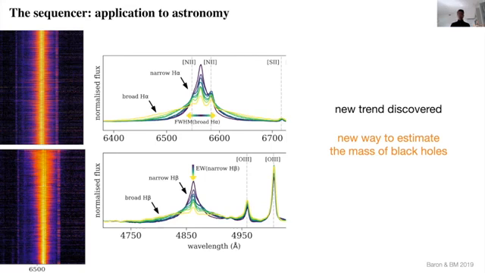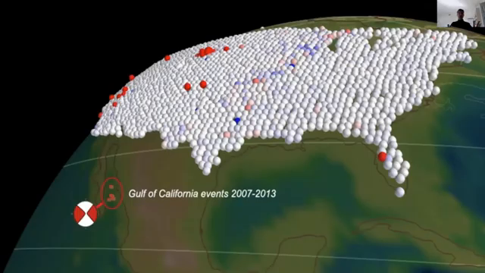Okay, the beauty of the sequencer algorithm is this ability to go blindly and just look for simplicity in the data without any assumption. So now I'm going to show you another example. This time, this is outside of astronomy. It's in geology, and more specifically in seismology.